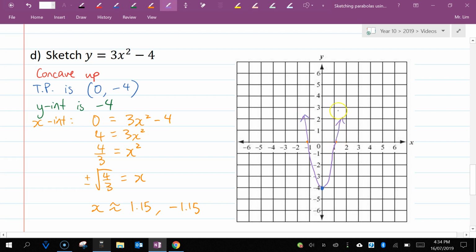Okay, don't forget the arrows. Label it y equals 3x squared minus 4. And I would label those roots, or the x-intercepts, as root 4 over 3 and minus root 4 over 3. And here's our turning point or vertex, which is (0, negative 4).